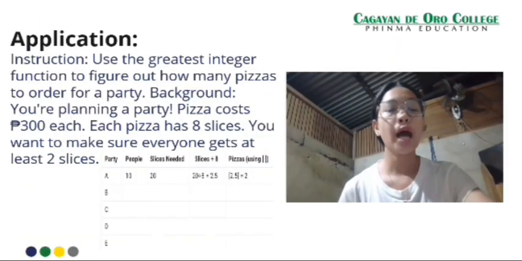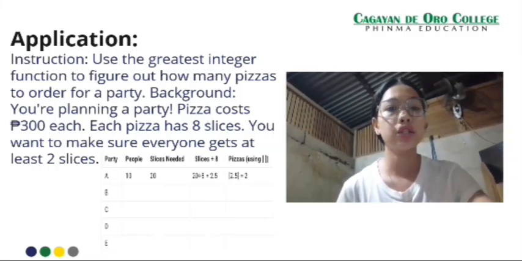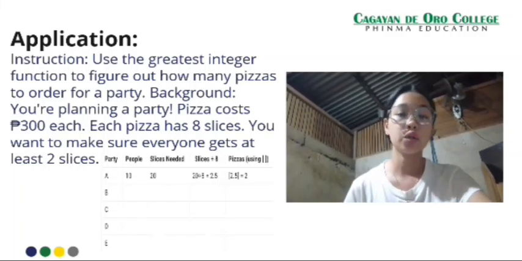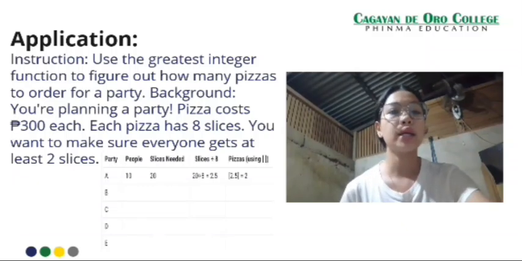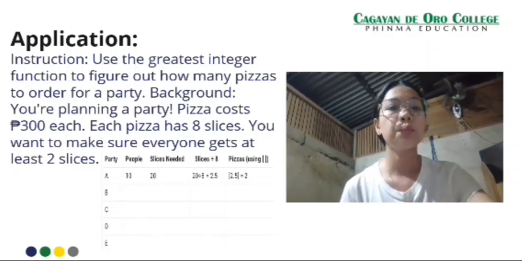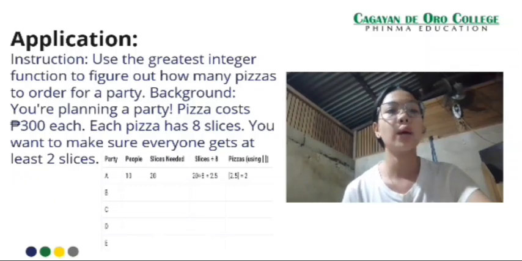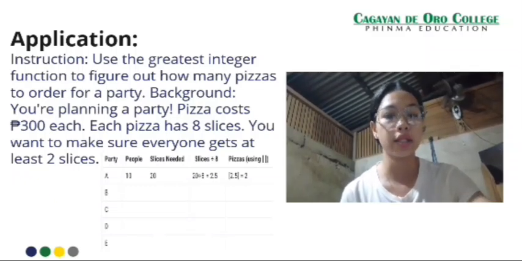Okay, for the application instruction, use the greatest integer function to figure out how many pizzas to order for a party. Background or scenario: you're planning a party, pizza costs 300 each. Each pizza has 8 slices. You want to make sure everyone gets at least 2 slices.